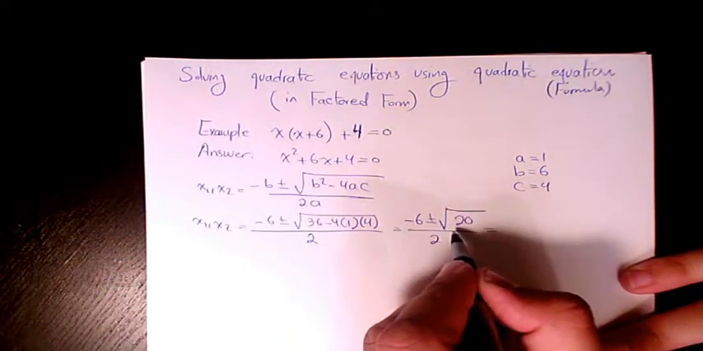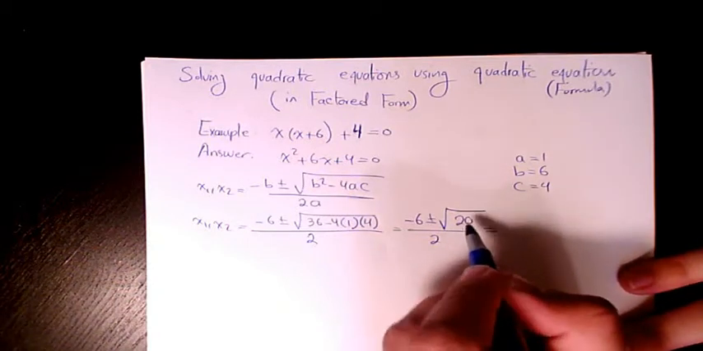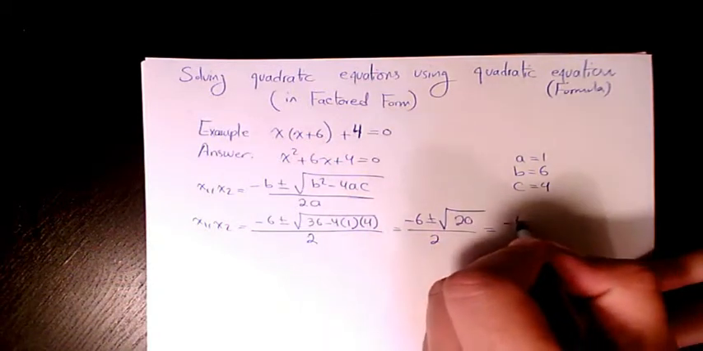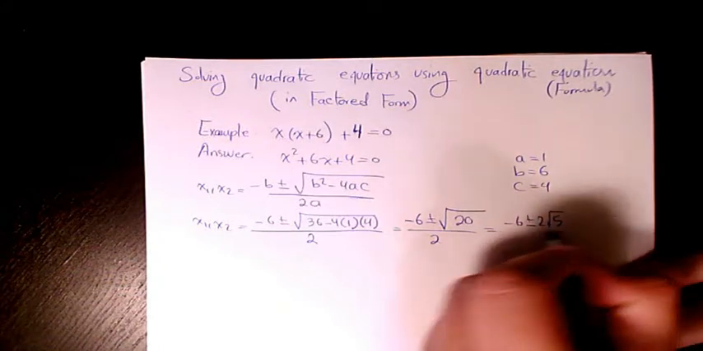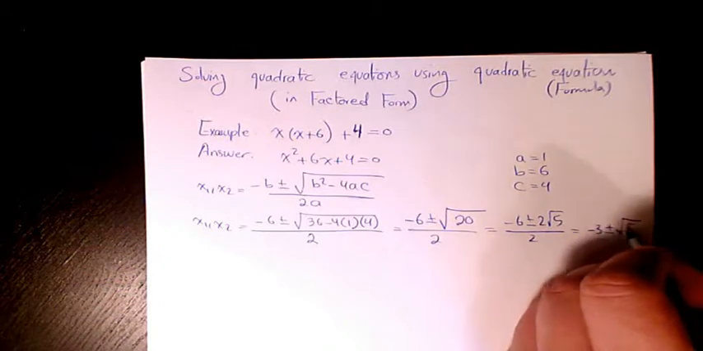The square root of 20 is going to be the square root of 4 times the square root of 5, and the square root of 4 is 2. So it's going to be negative 6 plus or minus 2 root 5 divided by 2. And when we simplify it, it's going to be negative 3 plus or minus root 5.